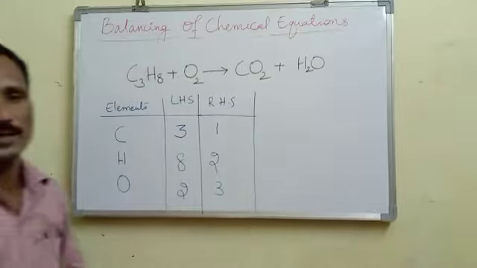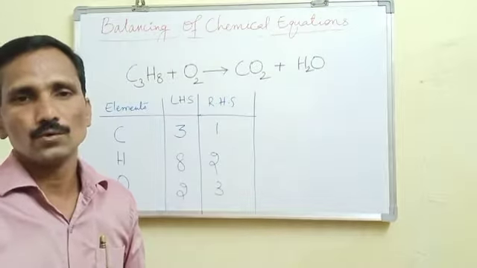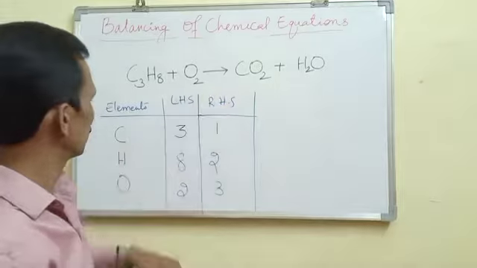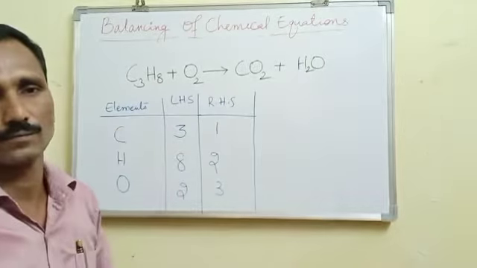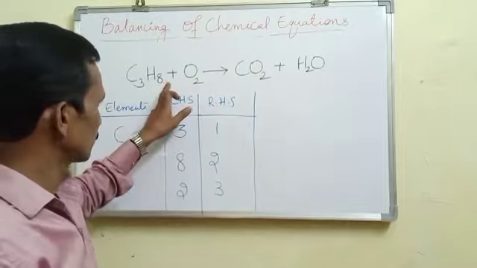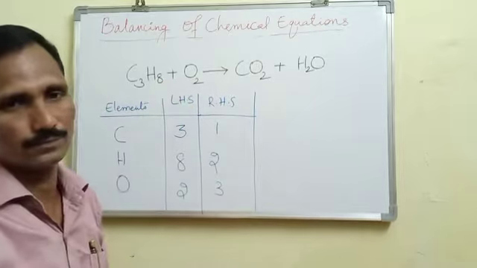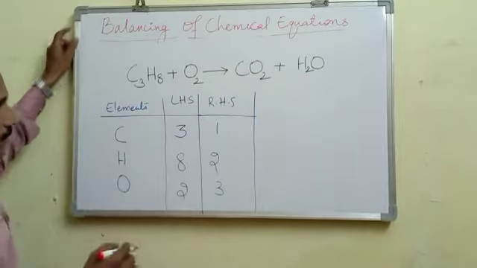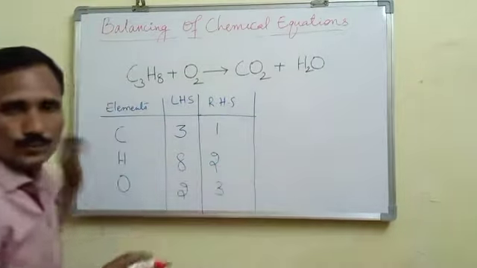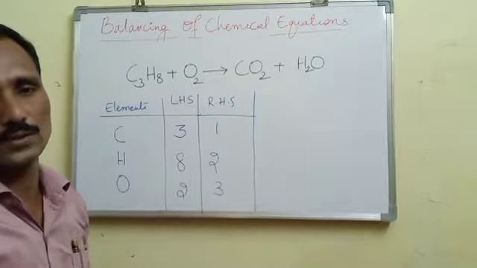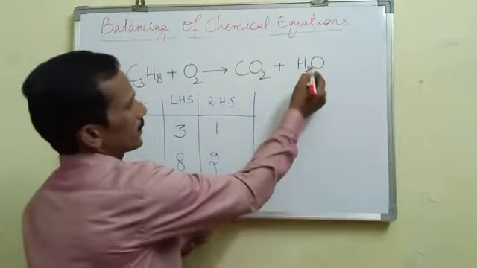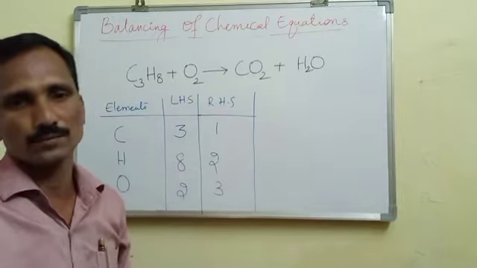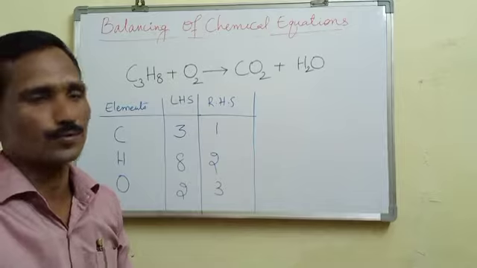So how should we balance first? We choose the element with more atoms. Here the element with more atoms is hydrogen. Hydrogen has 8 on the left hand side, and on the right hand side only 2. How can we make 2 hydrogens into 8? Don't write 8 here, the formula will be disturbed. Remember our condition: don't disturb the formula subscripts.